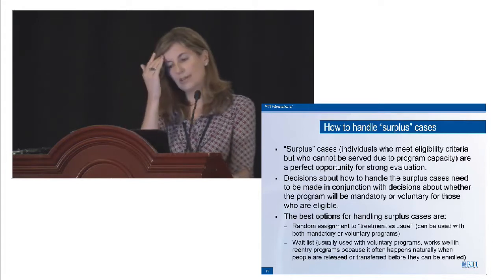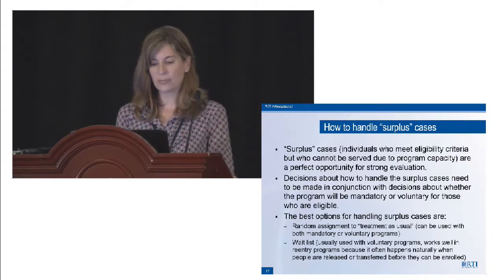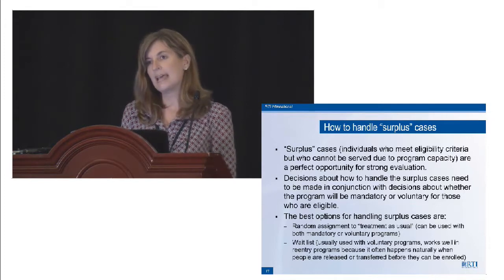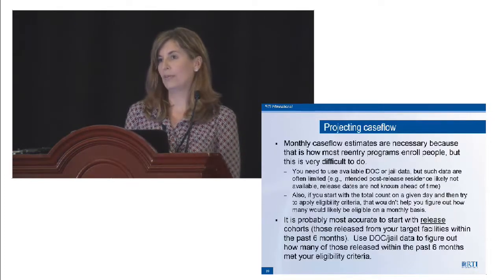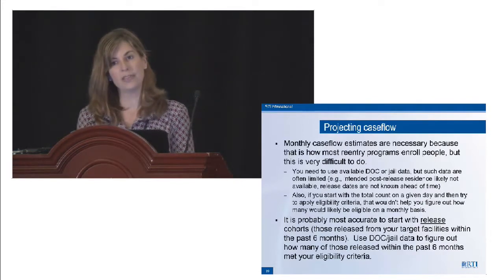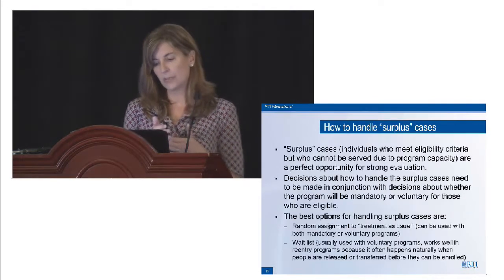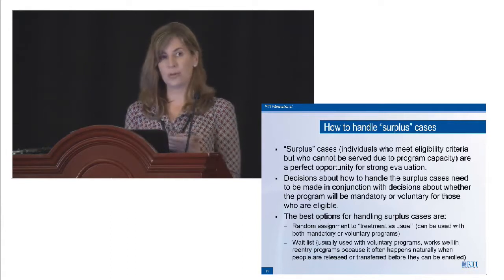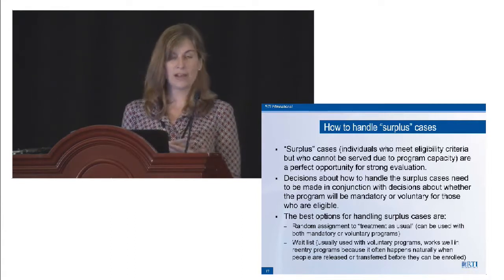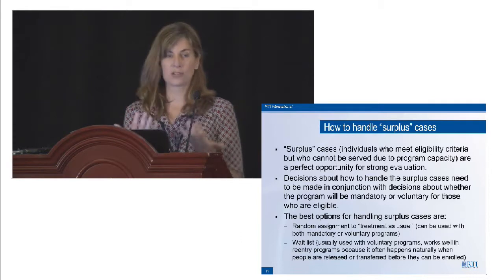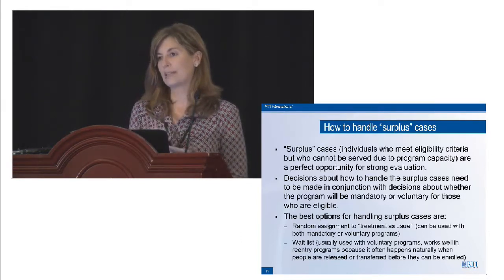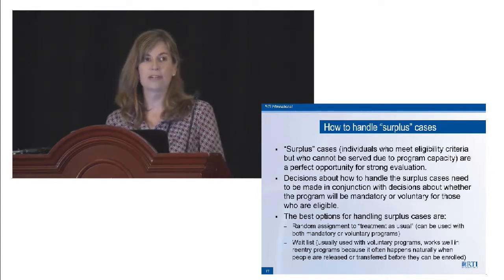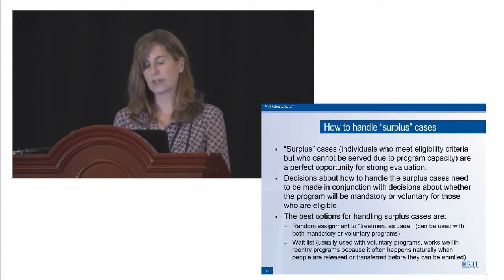But another option I wanted to highlight, because it works really well in reentry programs, is a waitlist design. In this type of design, you know you can't serve everyone, so you enroll the people that you can serve right away, and you put the others on a wait list. What happens with reentry programs is that if you have a slot for someone and they end up getting enrolled, then that's great. They would move into your treatment group. But oftentimes people get transferred or they get released before they ever get pulled off the wait list. And that can provide a really good opportunity for a natural wait list that can be a strong comparison design.